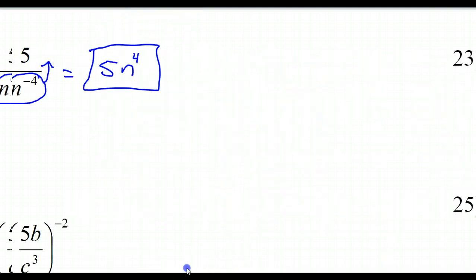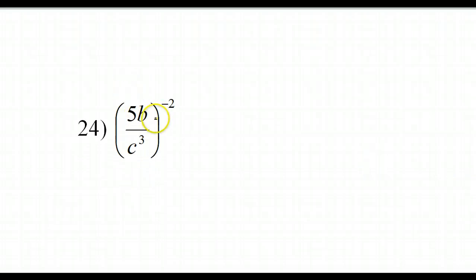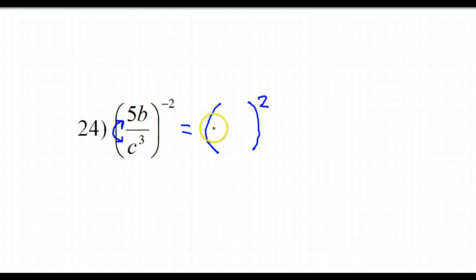Let's find number 24. Okay. This is one of those where we're going to have to do the reciprocal. That's what I want you to watch out for. Anytime you have a negative power on a fraction, you're going to have to do the reciprocal of the fraction and make it a positive exponent. So this -2 is going to become a positive 2. But I'm going to have c to the 3rd power in the top and 5b in the bottom.